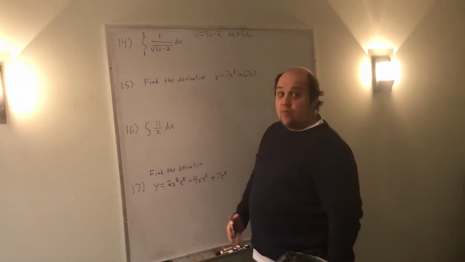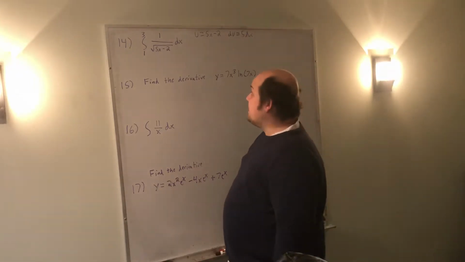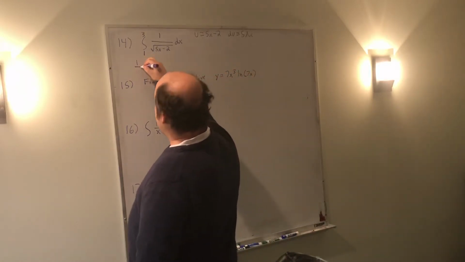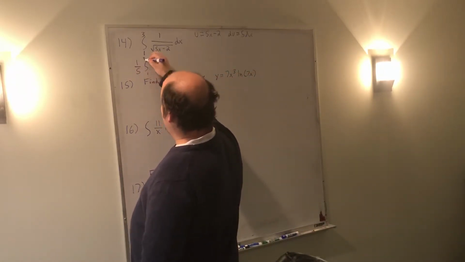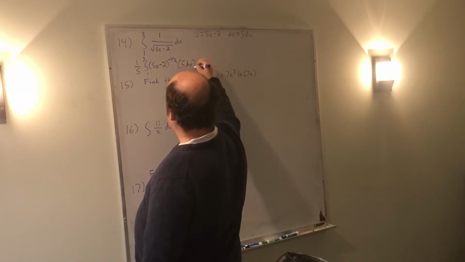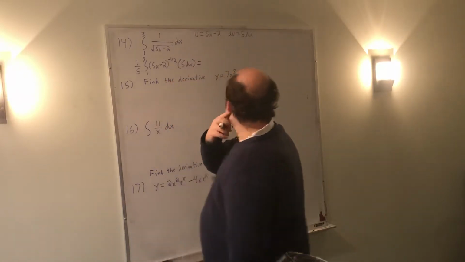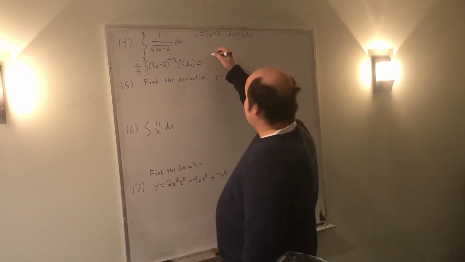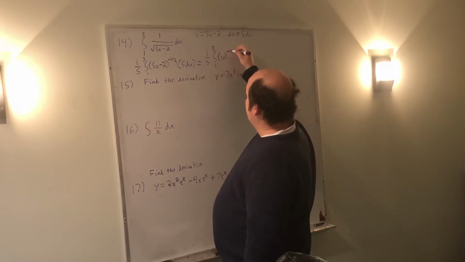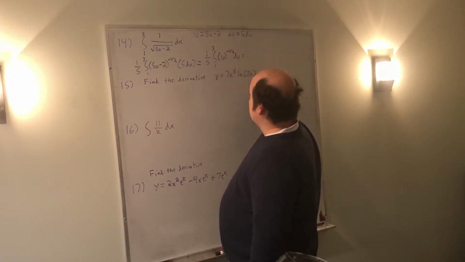So I now need to rearrange this so that I have 5 dx under the integral. In order to do that, I need a 1/5 out front. So it's going to become 1/5 the integral from 1 to 3 of 5x minus 2 to the negative 1/2 times 5 dx. That means I can change everything to u's by now making it 1/5 the integral from 1 to 3 of u to the negative 1/2 du.